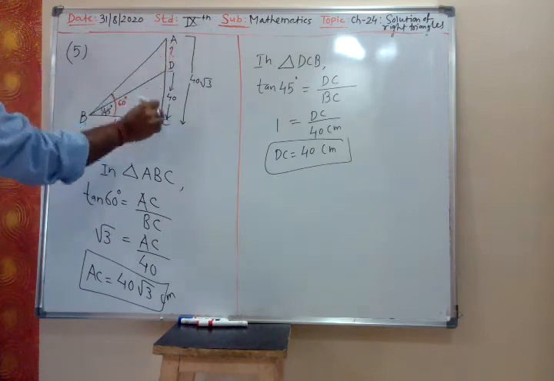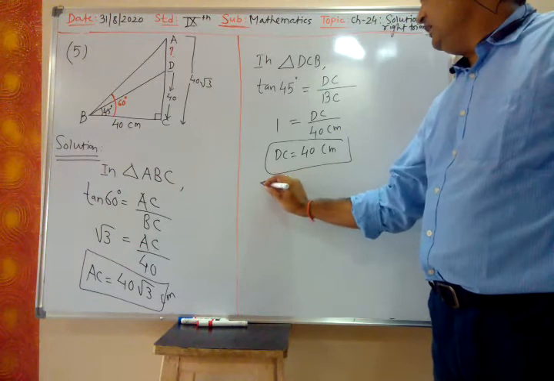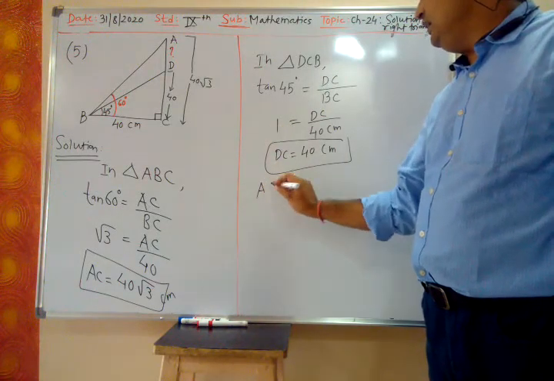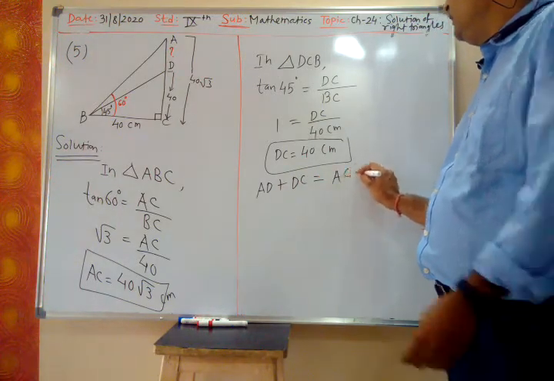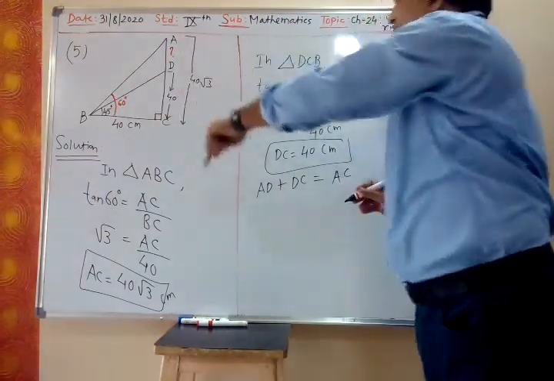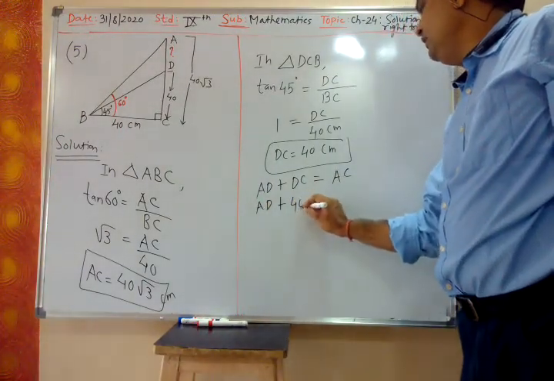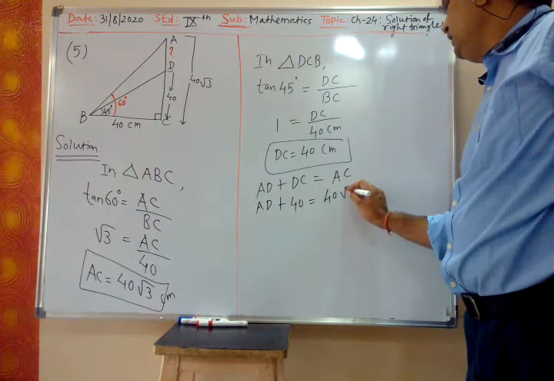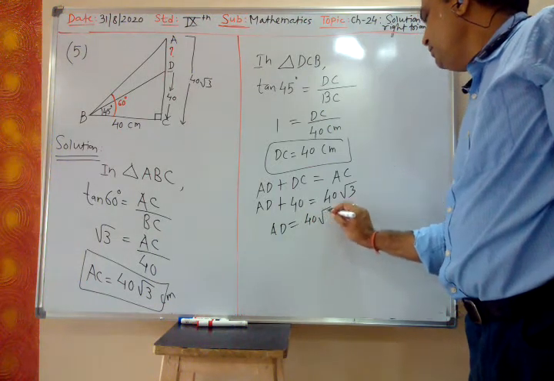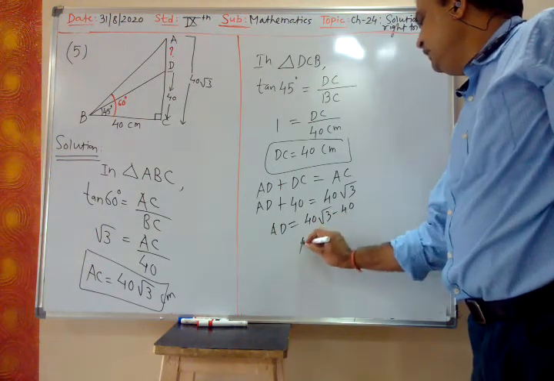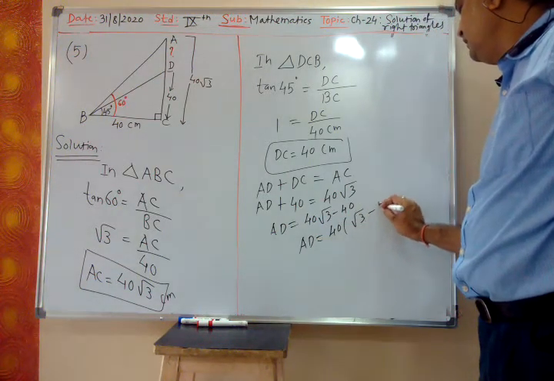Now the complete AC is 40 root 3. So now we write AD plus DC is AC. Now AD we have to find. DC we have calculated as 40. AC is 40 root 3. So AD is 40 root 3 minus 40. So AD is, I can take 40 common, then it is root 3 minus 1.